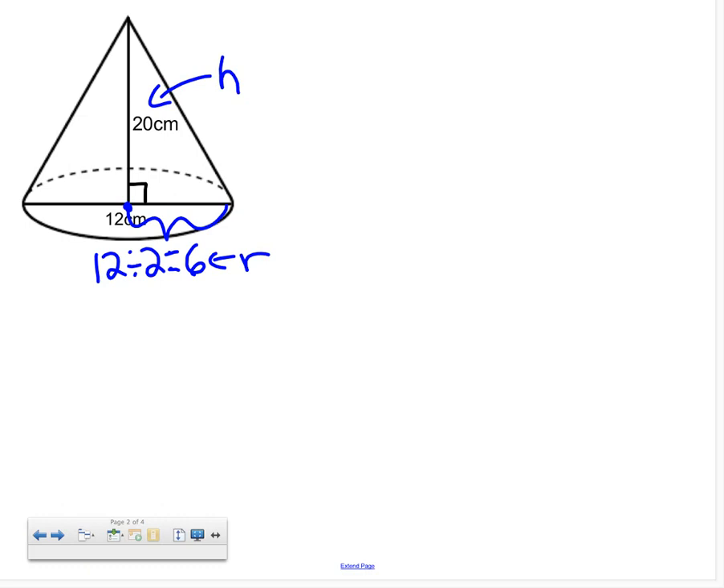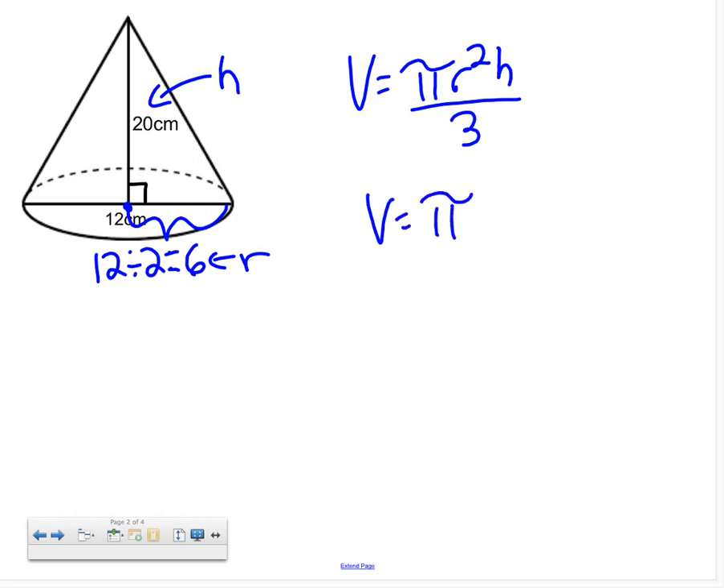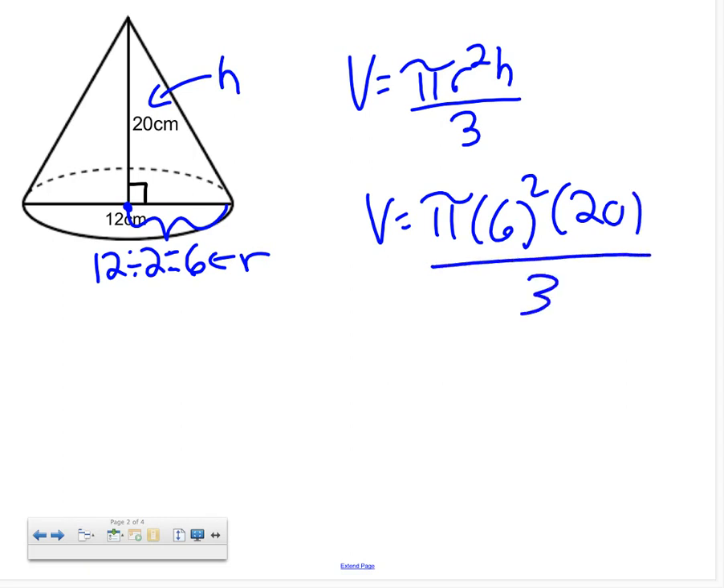So we're going to go back to our formula. We're going to plug in our numbers. So r is 6, h is 20. 6 squared times 20 all over 3.